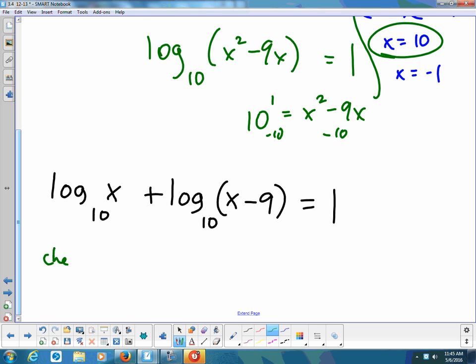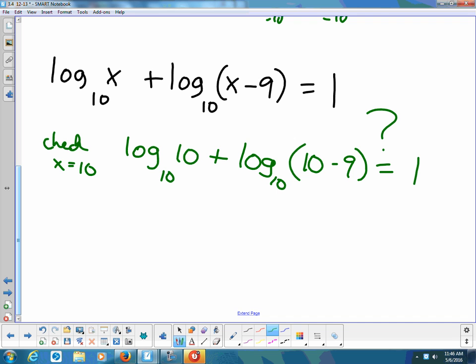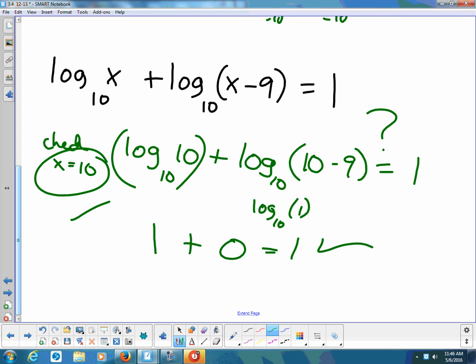So I'm doing a little check here. I'm checking x equaling 10. So I got log to the base 10 of 10 plus log to the base 10 of 10 minus 9. Is that equal to 1? Does it work? Yes, because this is equal to 1, and this is log to the base 10 of 1, which is 0. So I get 1 plus 0 equals 1, so we like this solution. It checks out.